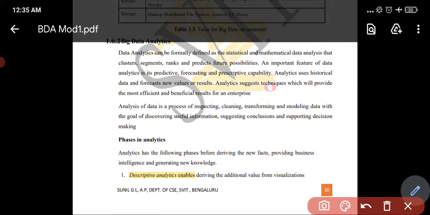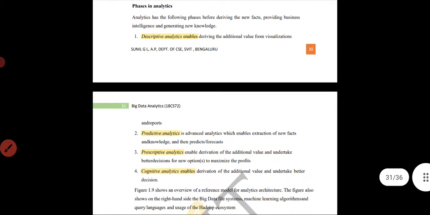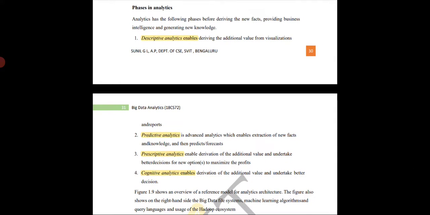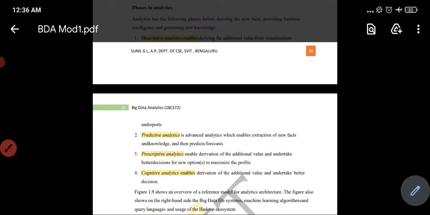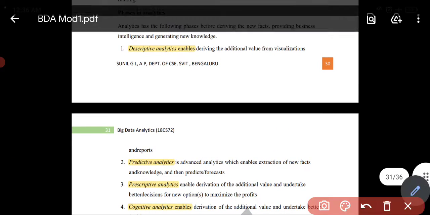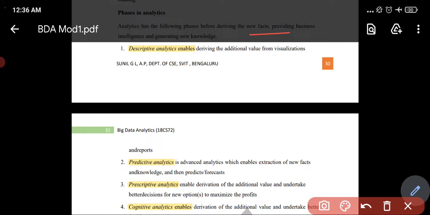There are various phases in analytics: descriptive analytics, predictive analytics, prescriptive analytics, and cognitive analytics. Analytics has the following phases before deriving new facts, providing business intelligence, and generating new knowledge. The first phase is descriptive analytics, which is helpful in deriving additional value from visualization. And predictive analytics enables extraction of new facts and knowledge.